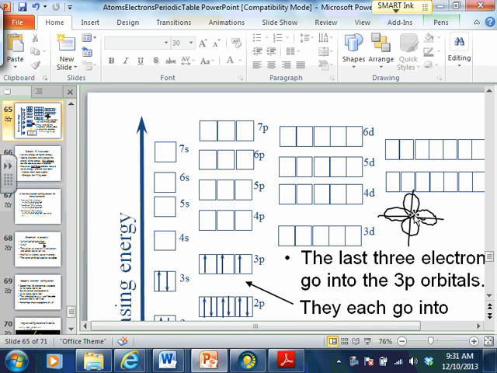And then you have to imagine one that comes out from the board and goes into the board on the z-axis, okay? So the reason that you have 3 p orbitals in every energy level is because there's 3 different ways these things can be turned, okay?